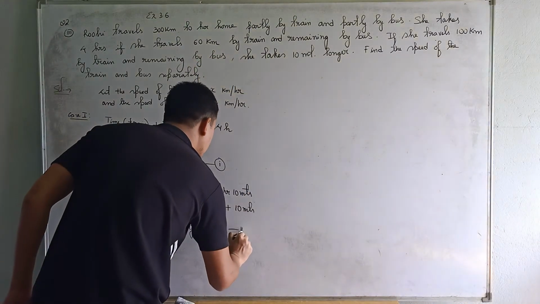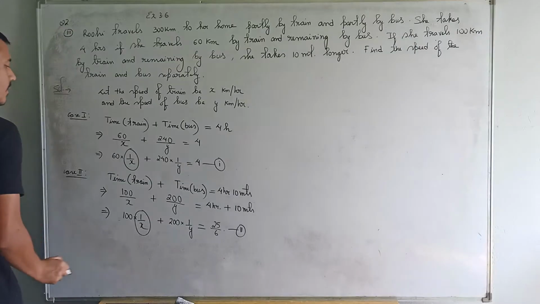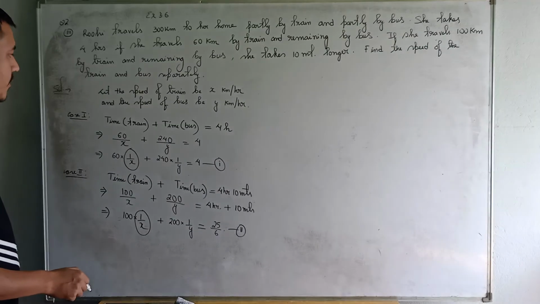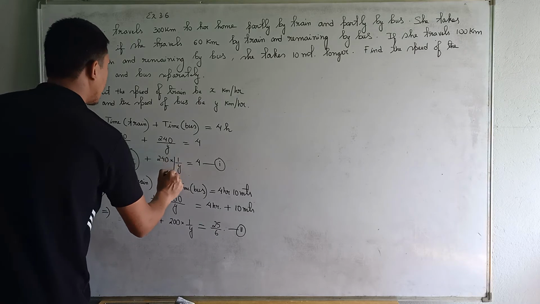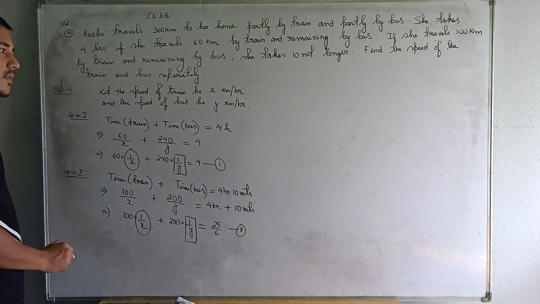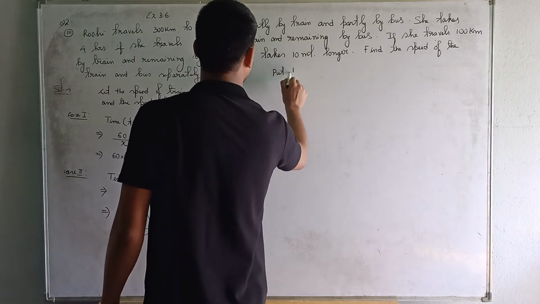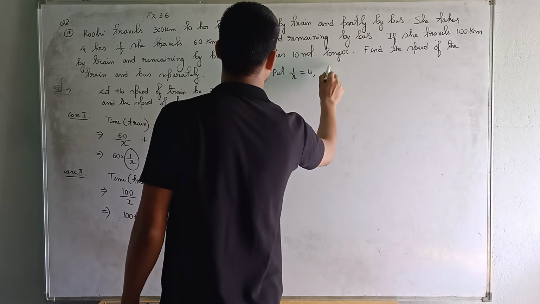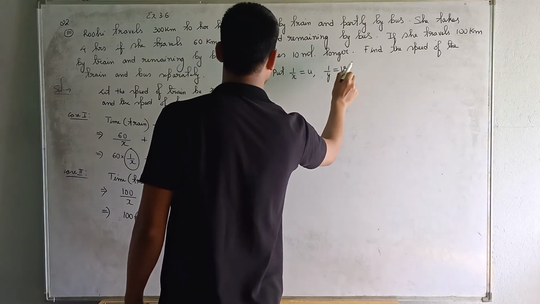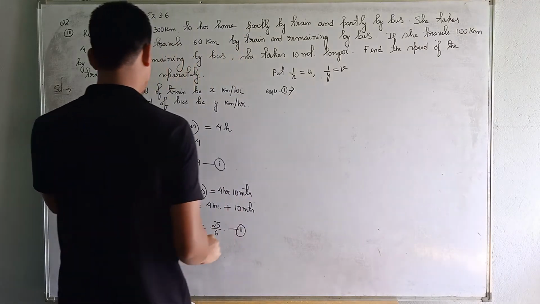Now what I'm going to do is replace this 1 by x by another variable, say u, which is linear, and replace this 1 by y by another variable, say v, which is linear. So put 1 by x as u and 1 by y as v. Then your equation 1 becomes, what will your equation 1 become?